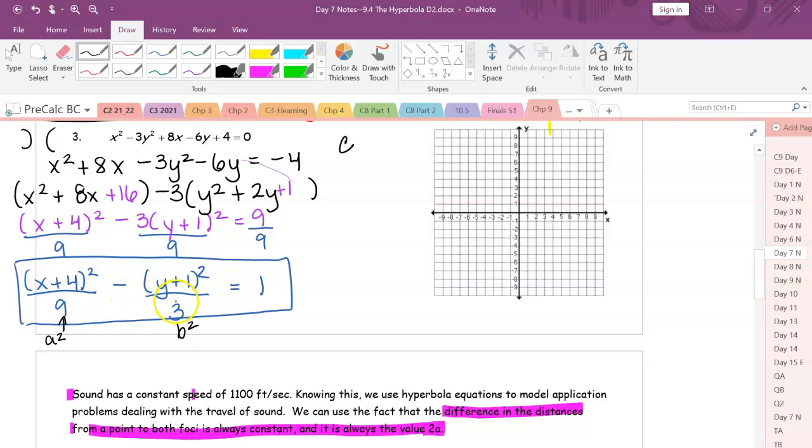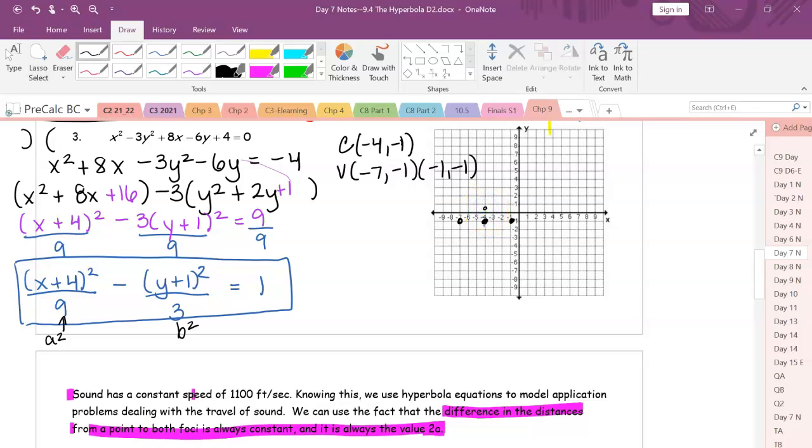You should have a center at -4, -1. And then my a value is going to be 3, and that's going to be to the left and to the right. And those are going to give me my vertices. So my vertices should be at -7, -1, and -1, -1. My b value is a square root of 3. Yes, that's a little gross. So that's just a little less than 2.